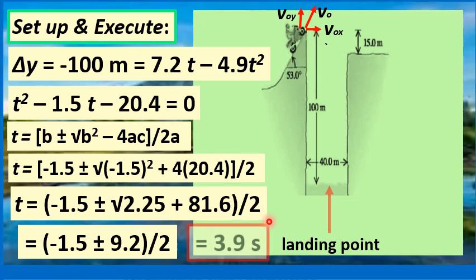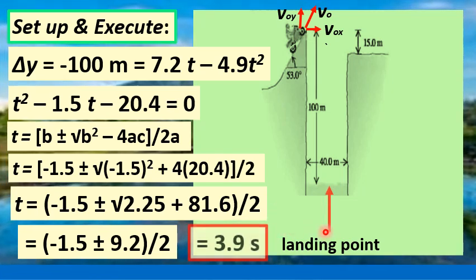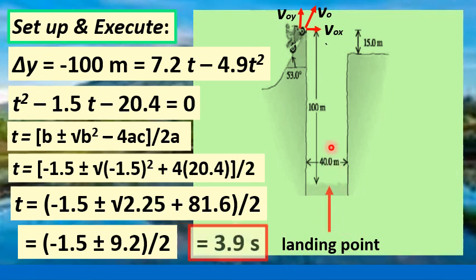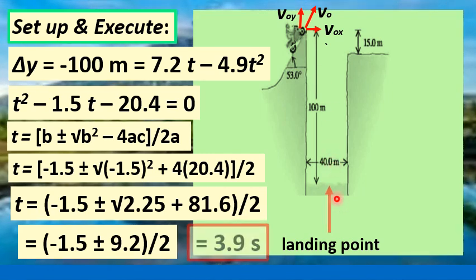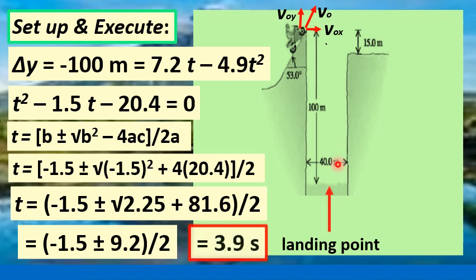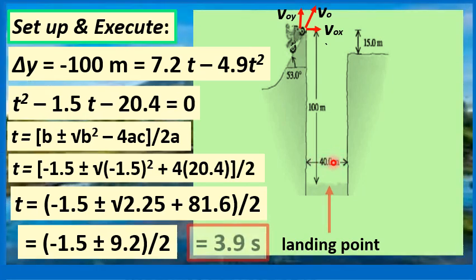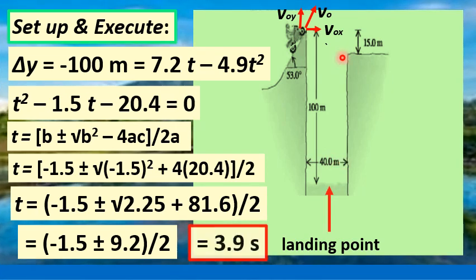So from here, in just a little while, we will proceed in determining the exact landing point of the cyclist, how far it is from the first bank or from the far bank.